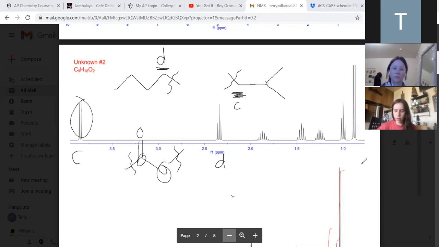So what my molecule looks like in all of its grandeur is going to be this. That's what my structure looks like. Does this make sense for how we put that together?